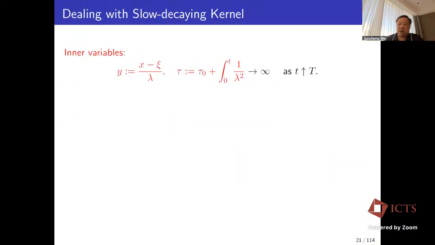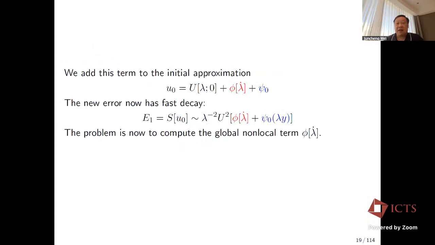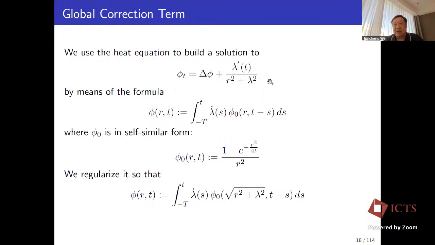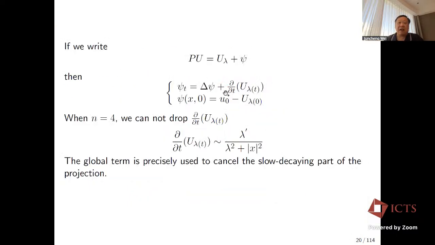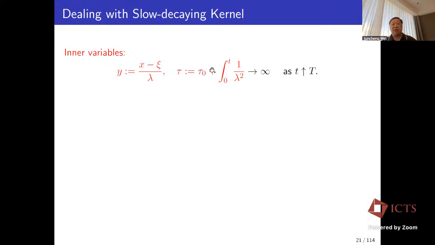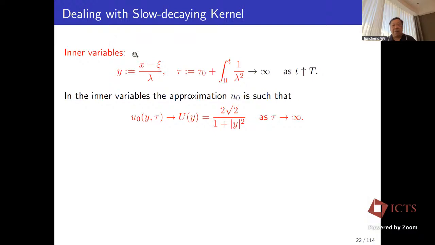Okay, so we have dealt with the slow decay term. Next, the main problem is to deal with the slow decaying kernel. The kernel is not L2, and we cannot use L2 theory. So we go to the inner problem, and we scale the time variable as before. In the inner variable, the approximate solution looks like 1 over 1 plus y squared.